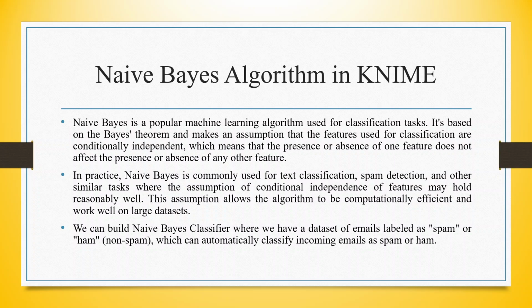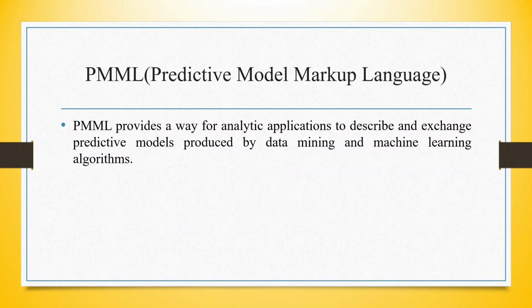In practice, Naïve Bayes is commonly used for text classification, spam detection, and other similar tasks where the assumption of conditional independence of features may hold reasonably well. This assumption also allows the algorithm to be computationally efficient and works well on large data sets.